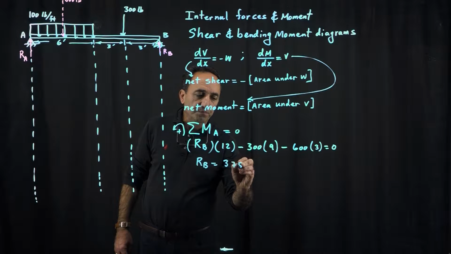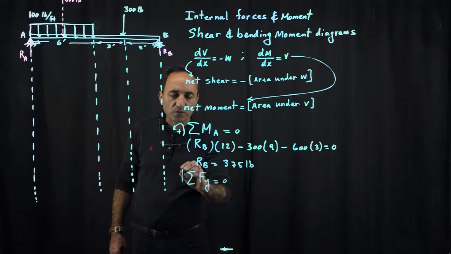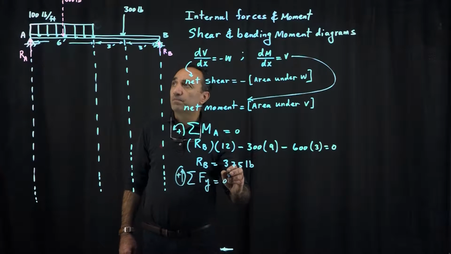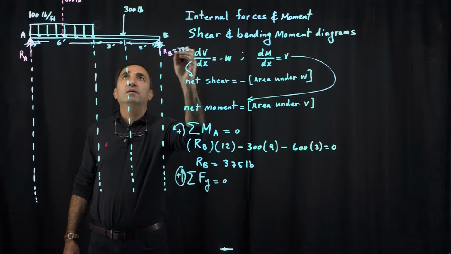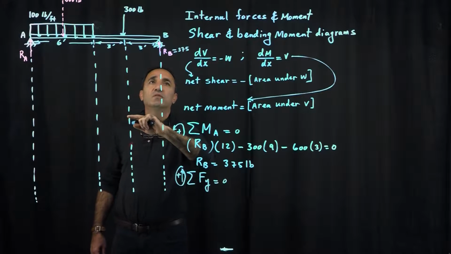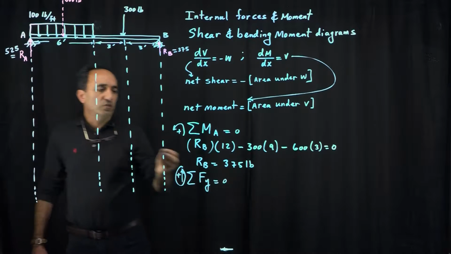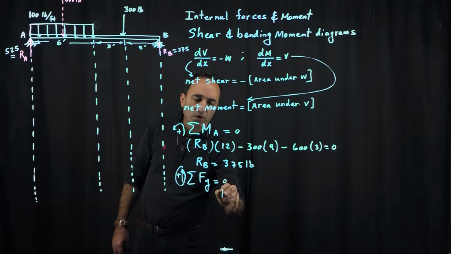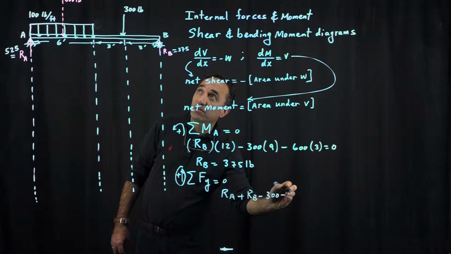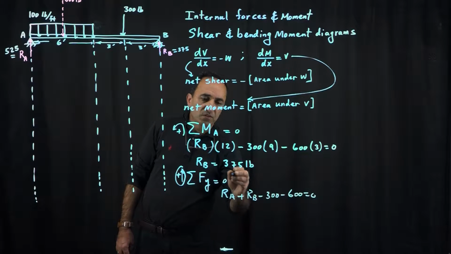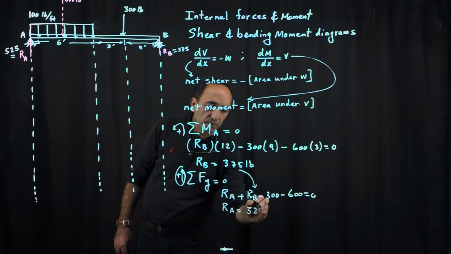375 pounds. And then obviously, if you just sum forces in the y direction, since we have 375 pounds here for the reaction at B, and we have a total of 900, this one should take 525 pounds. So you could just do it this way: RA plus RB minus 300 minus 600 of the forces that are going down. And since you already know RB is 375, RA then becomes 525 pounds.